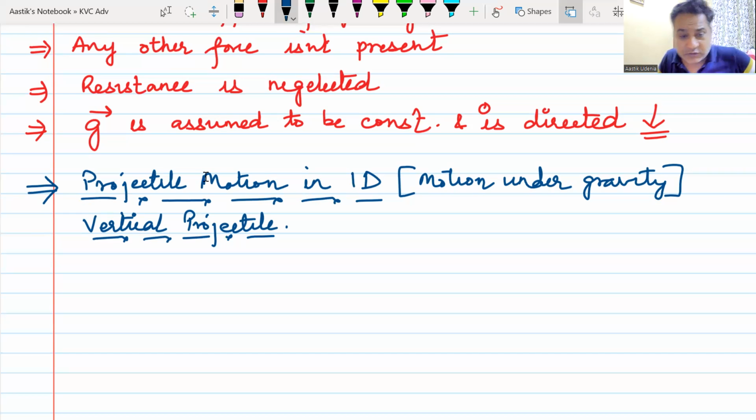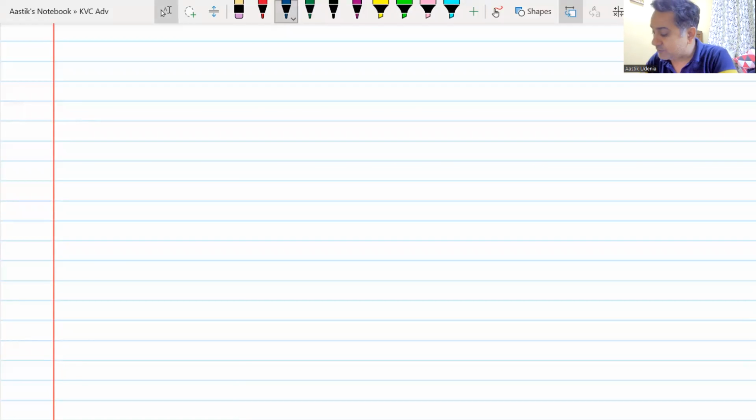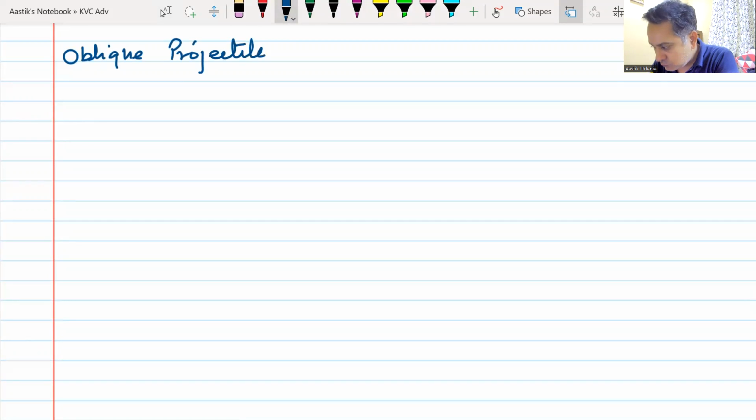Then we can move on to the second type of projectile motion, and I can call it oblique projectile motion, or I can call it projectile motion in 2 dimensions.